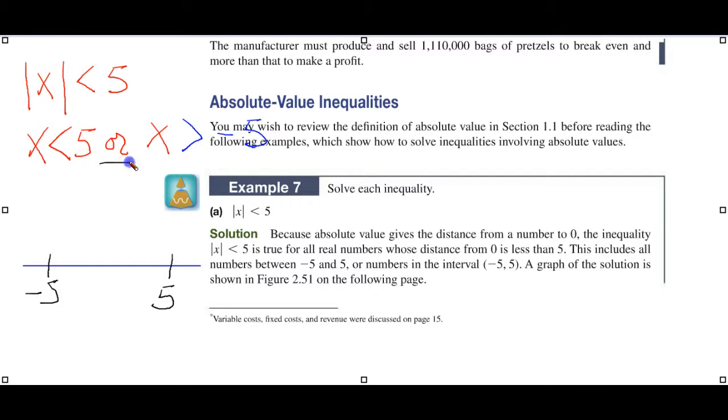We usually put the word or there, or x. Now we reverse the sign, the direction of our inequality, to greater than, and then change the sign of our 5 to make it a negative 5. So this is the result. X is less than 5, or x is greater than negative 5.